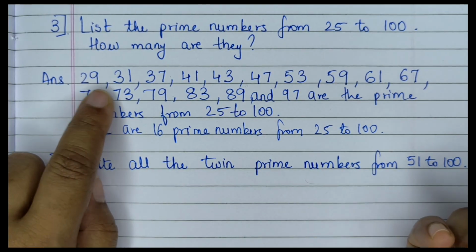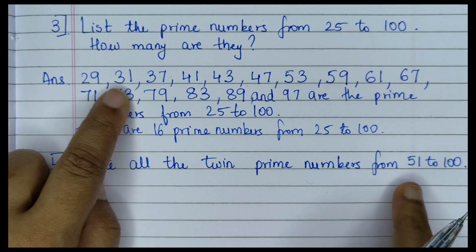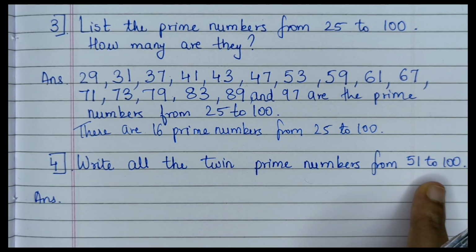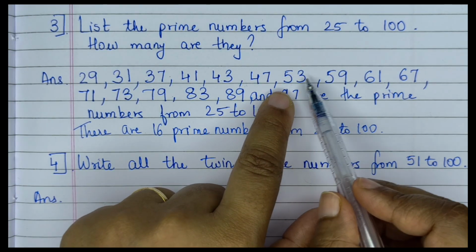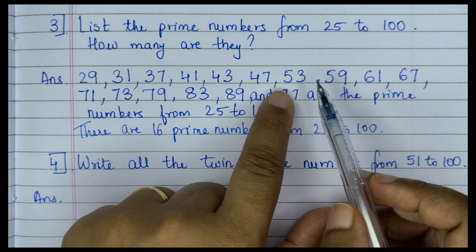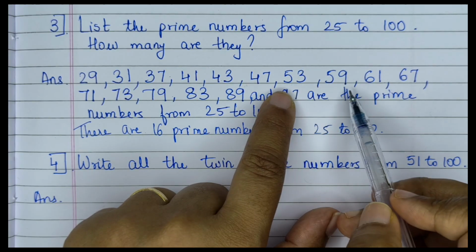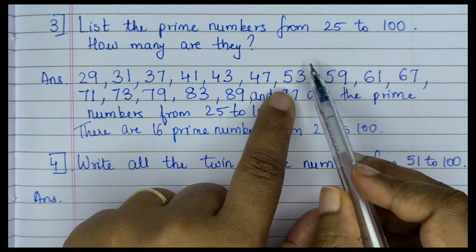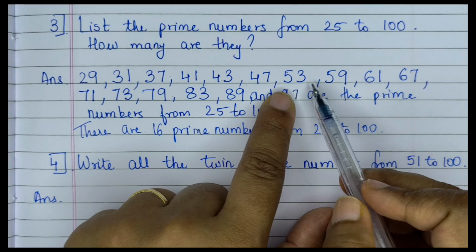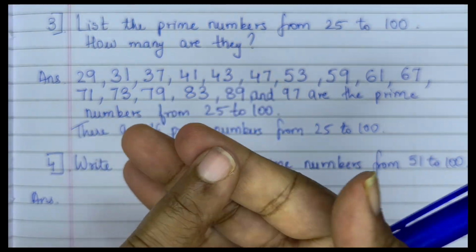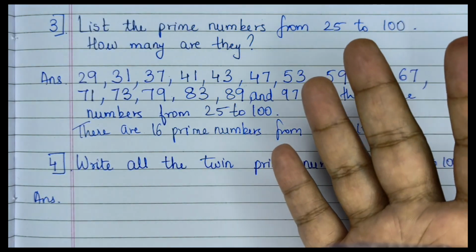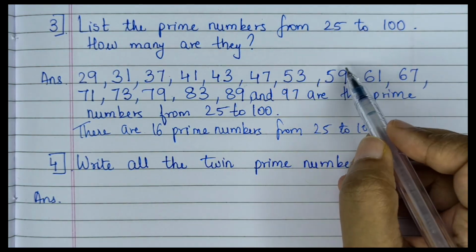Okay, but we don't want 29 and 31 as they have told us only 51 to 100. So let's check after 50. After 50, check this number 53 and 59. Can we call it as twin prime numbers? 53, 59. They are prime numbers, but we cannot call it twin prime because see there is a difference. After 53, 54, 55, 56, 57, 58, 59. Such a big difference is there. So we cannot say that they are twin primes.